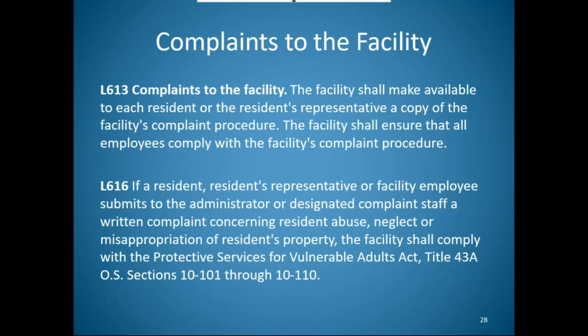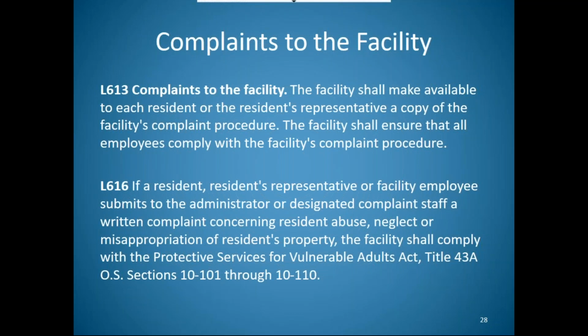613 talks about complaints to the facility, that they shall make available to every resident or their representative a copy of that procedure. Once again, this is to ensure that they understand it. It's usually given on admission and it's posted, and the facility should ensure that all employees comply with this complaint procedure.